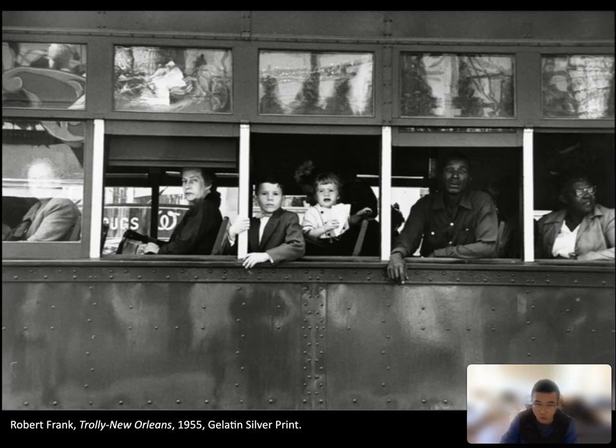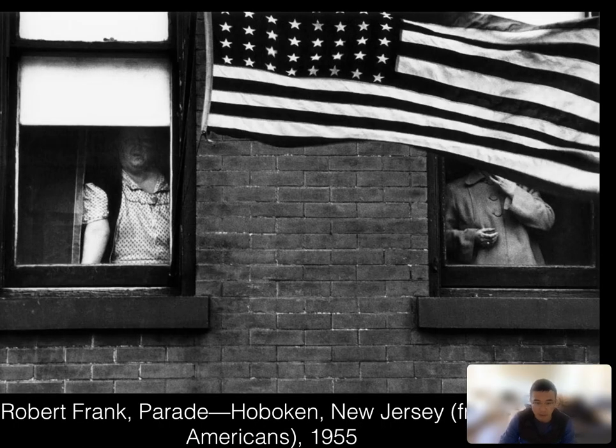And let's jump to his works. The Trolley, New Orleans. What do you see here? You see the facial expressions. They're all looking at the photographer. And then we have this one. Robert Frank, Parade, Hoboken, New Jersey. Patriotic, right? We have the flag, the American flag. Patriotic, but it accidentally covers one of her neighbor's faces. And there's some kind of wall, right? Some kind of space, a white space rather, in between the two.